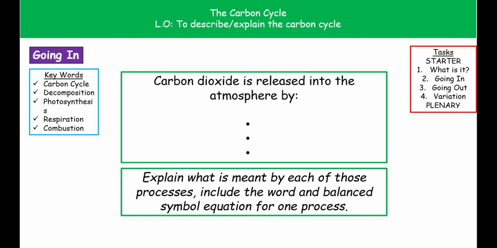What I'd like you to do then is, in your books, write down our first part of our sentence. Carbon dioxide is released into the atmosphere by, and then write down those three processes that release carbon dioxide back into the atmosphere. Once you've got those three processes written down, see if you can explain what is meant by each of those processes. And there's one of them that you should be able to write down, both the word equation and the balanced symbol equation. So I'm going to give you about 3 minutes to have a go at this. Fill out the three processes, explain what is meant by each of them, and then for one you should be able to do the word and balanced symbol equation for me.